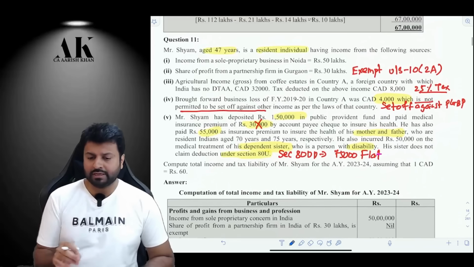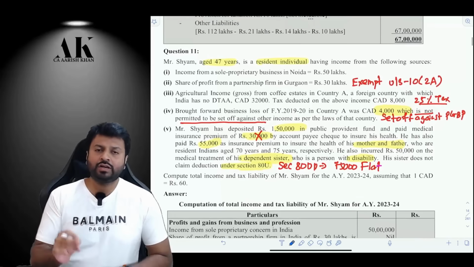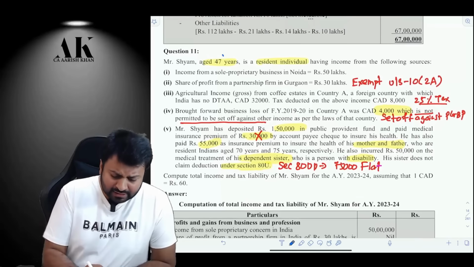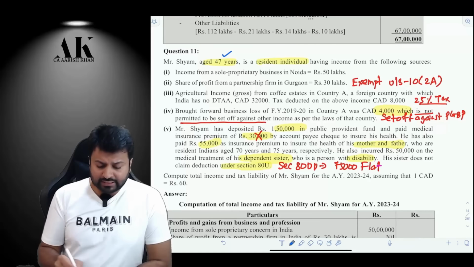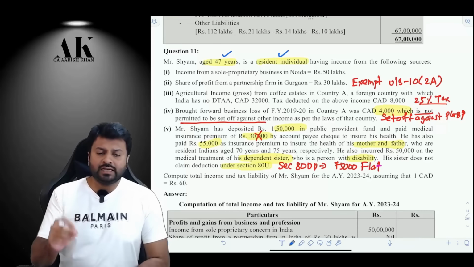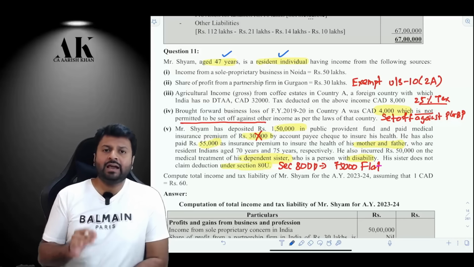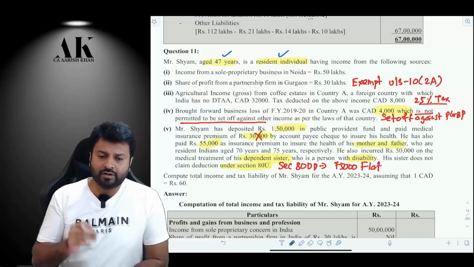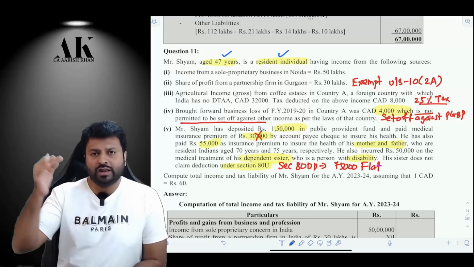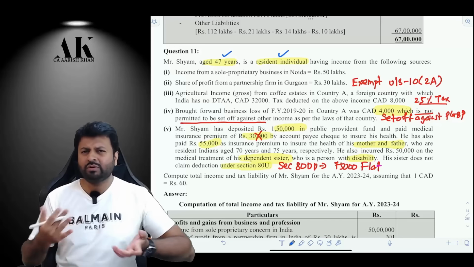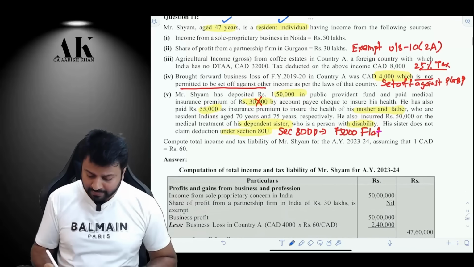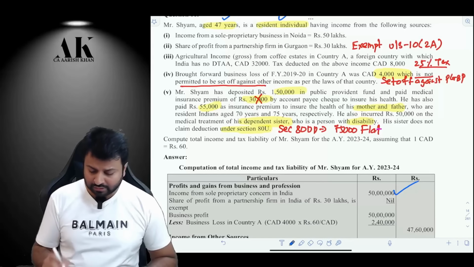And one last question, question number 11 in this particular RTP is based on DTAA. There is an assessee, Mr. Sham, who is having an age of 47 years and he's a resident individual. Now, this assessee is computing his income, and he is trying to take some unilateral relief because India does not have DTAA with the foreign country. So we have to compute a unilateral relief. The first income which he is earning is some profit from business in Noida. So that is 50 lakhs.